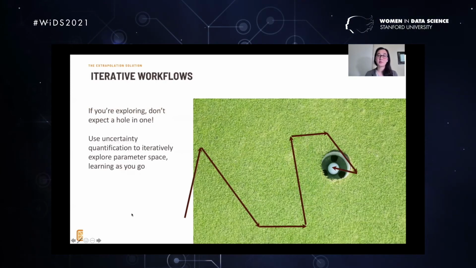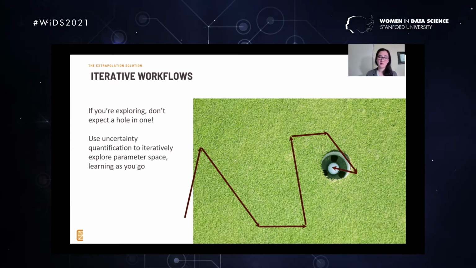The next approach for when you're trying to explore is to have iterative workflows. In other words, you have to reset your expectations. When you're exploring, you should not expect to get a hole in one. You know, exploring is like golfing blindfolded, right? If you don't know where the hole is, then you're not going to get a hole in one.